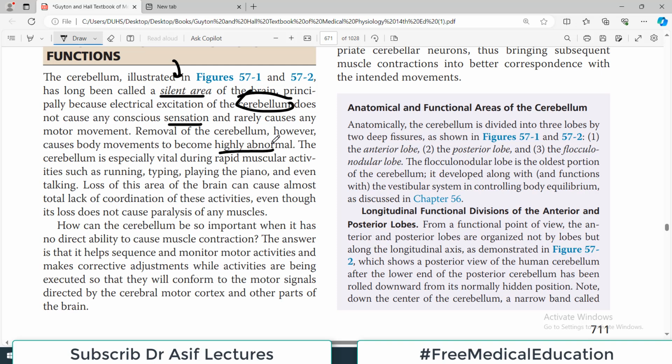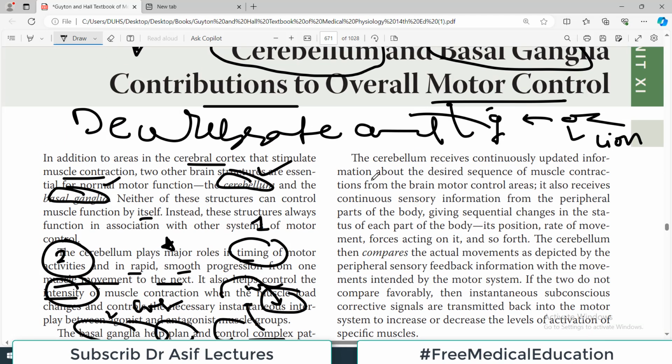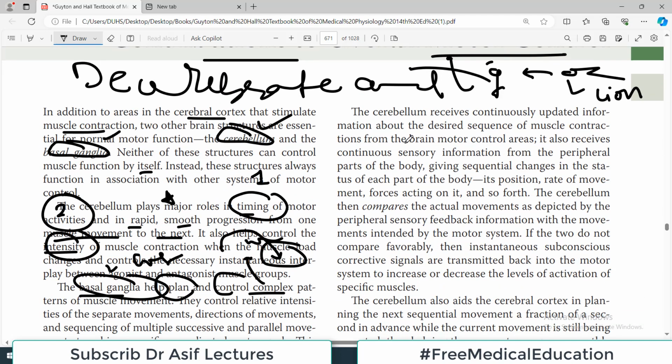But if the entire cerebellum is removed in experimental animals, what happens? Body movements become highly abnormal. This shows how important the cerebellum is for movements. The cerebellum is especially vital during rapid muscular activity such as running, typing, and playing piano. Loss of this area of the brain can cause almost total lack of coordination of all these activities. How can the cerebellum be so important when it has no direct ability to cause muscle contraction, because it connects with different parts of the brain? The answer is that it helps sequence and monitor the motor activities and make corrective adjustments. Beautiful job done by the cerebellum. The cerebellum receives continuously updated information about the desired sequence of muscle contraction from the motor control area.